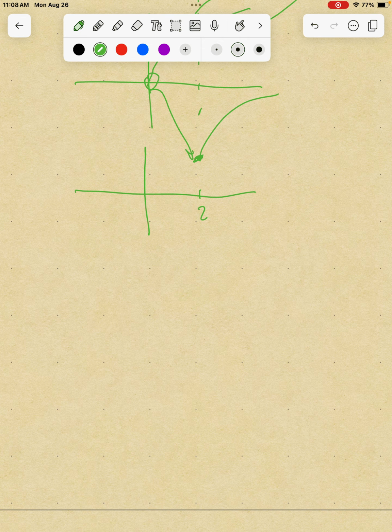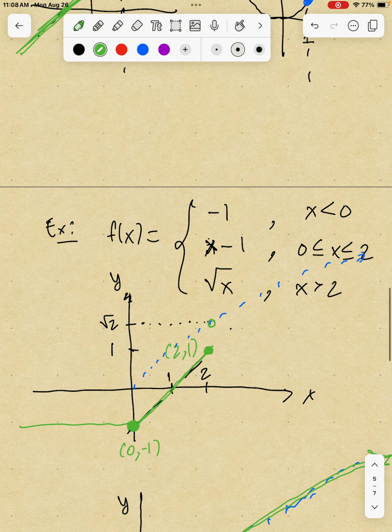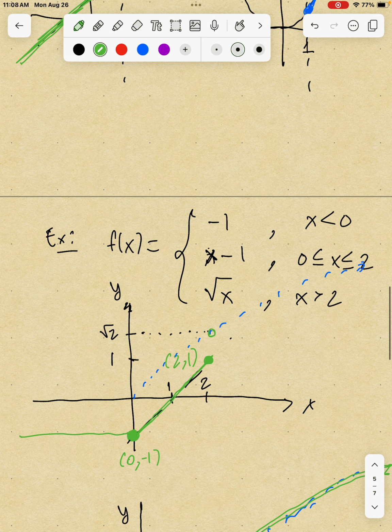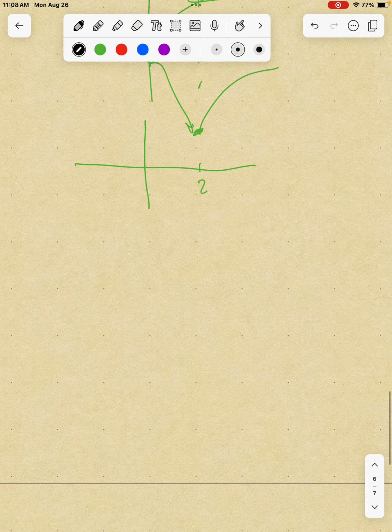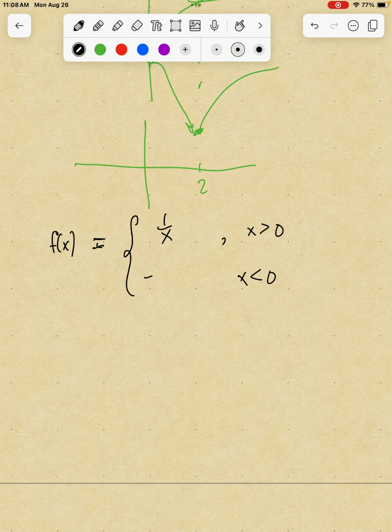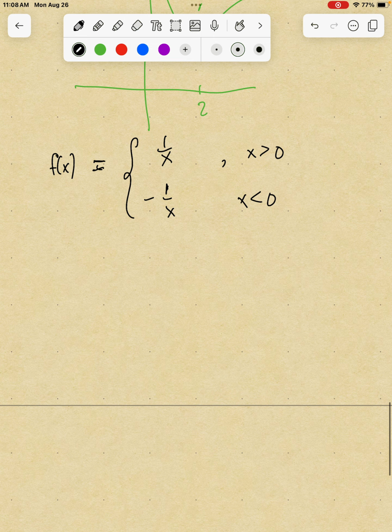Okay, so that's pretty much it about piecewise functions. And you can have a function where the domain doesn't have to be all real numbers. I mean, you can have something like 1 over x if x is positive, and then when x is negative, it's negative 1 over x. Well, what is this going to look like?